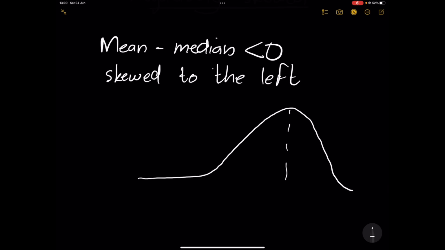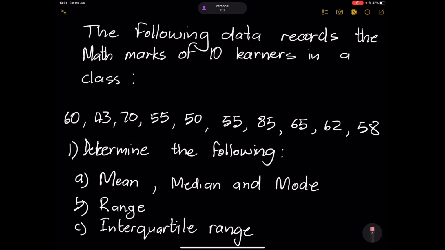Right, ladies and gents, let me not bombard you with a lot of talk. Let's just go into an example. For our very first example, they say the following data records the math marks of 10 learners in a class. There's our data there. We've got 60, 43, that one got 70. This is a relatively bright class. The other 85 and so on and so forth.